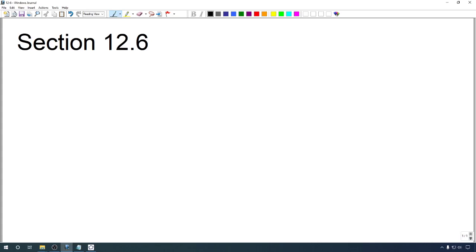Hello. In section 12.6, we are going to talk about various types of surfaces, just to get an idea of how equations can work in three-dimensional space. So we already talked about planes and lines, of course, but now we want to look at what happens if maybe we don't have just a linear equation.